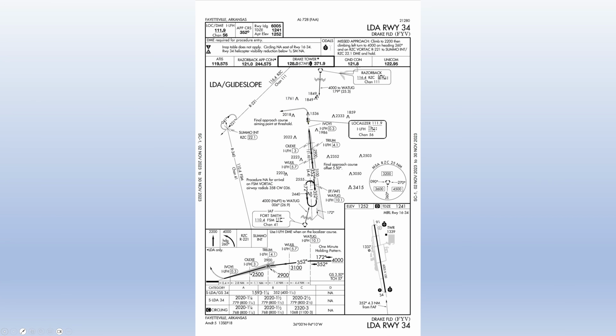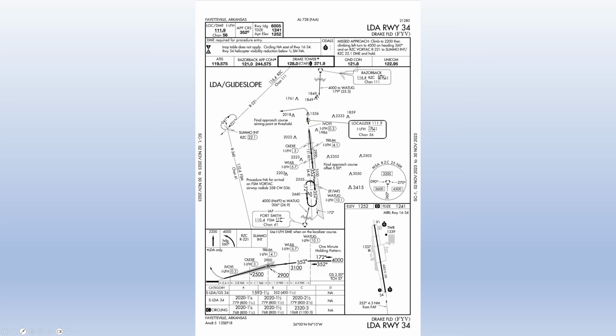Let's change the scenario up and say that when we pick up the ATIS inbound to Fayetteville, they advertise that the LDA to runway 34 is in use. What is an LDA approach? What frequency is the nav aid for this approach on? What is the course of this approach?